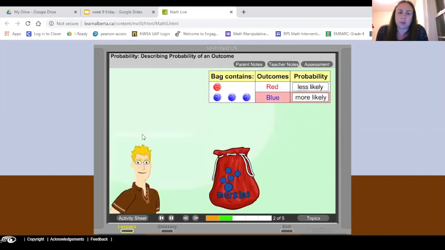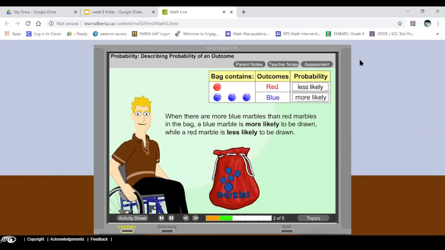All right, and again, we were correct. When there are more blue marbles than red marbles in the bag, a blue marble is more likely to be drawn, while the red marble is less likely to be drawn.